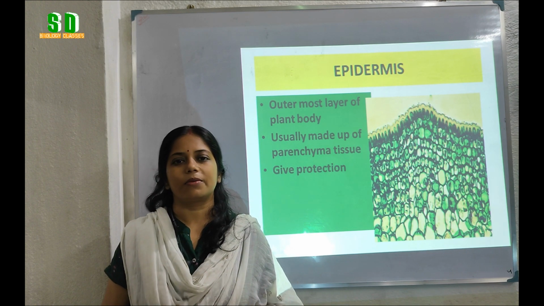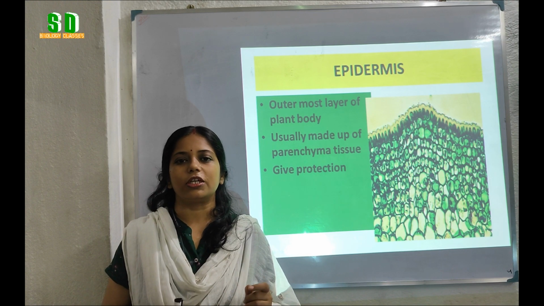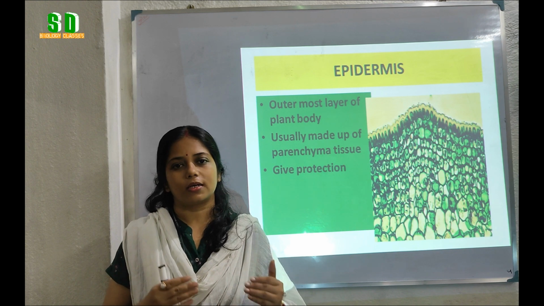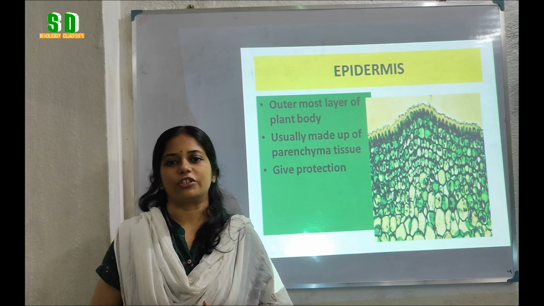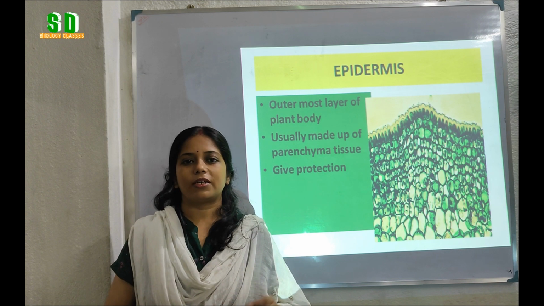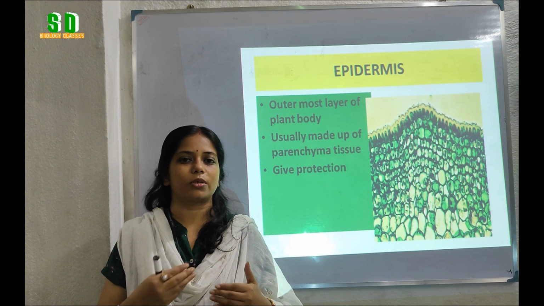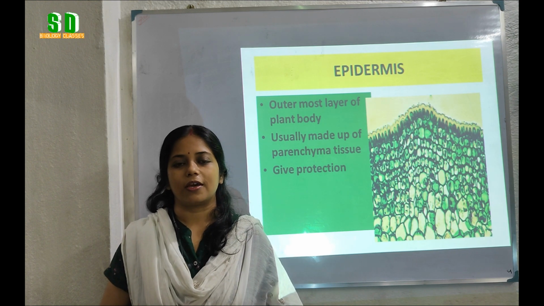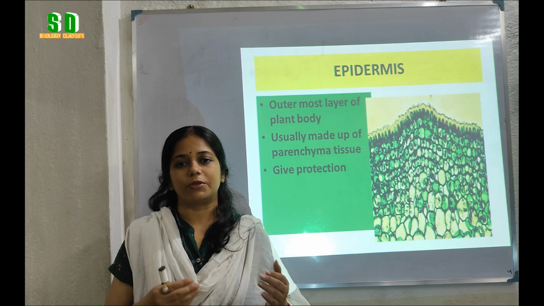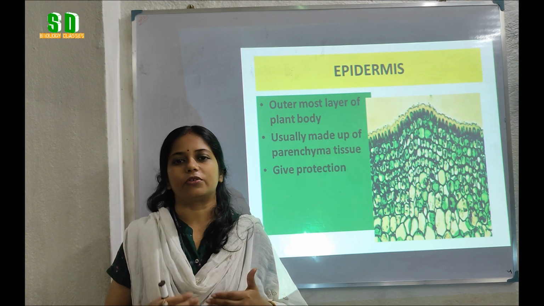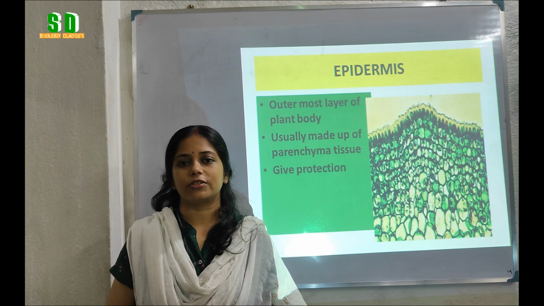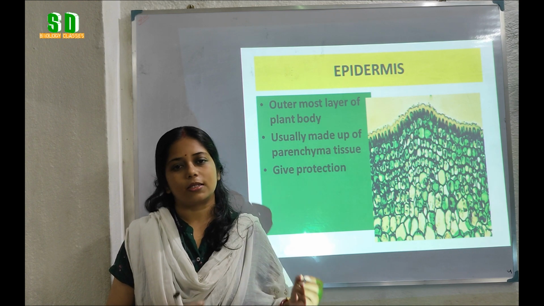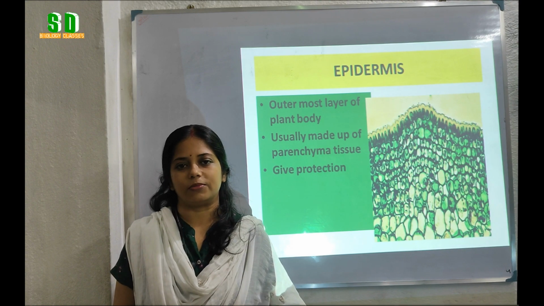It is mainly made up of parenchymatous tissue, and usually there is no intercellular space between each and every cell of the epidermal layer, and its main function is to give protection. But the epidermis of the root, the stem and the leaves have different specializations due to the different functions performed by them. That means, except protection, there are some other important functions performed by the epidermal layer. So today we are going to learn about the specializations that we can see in the epidermal layer.